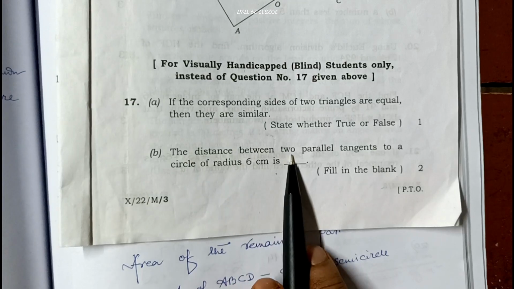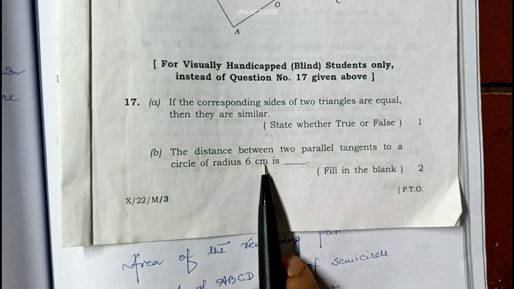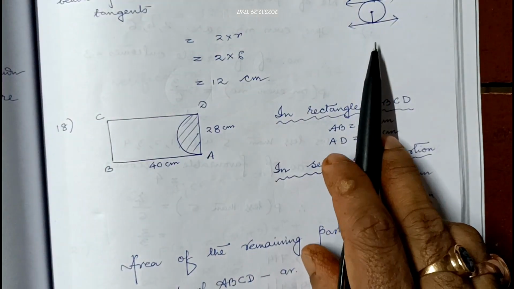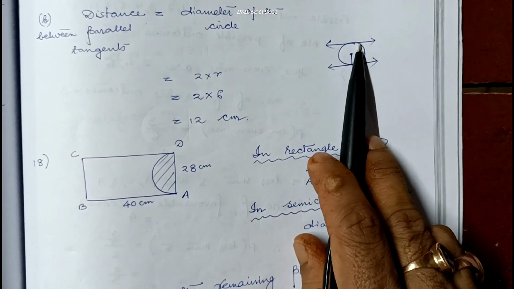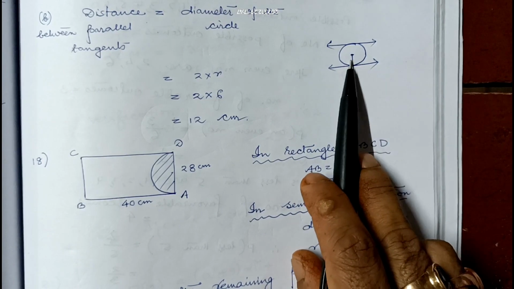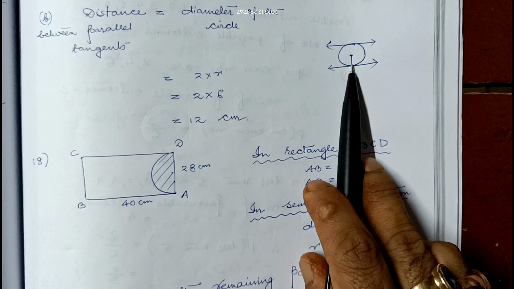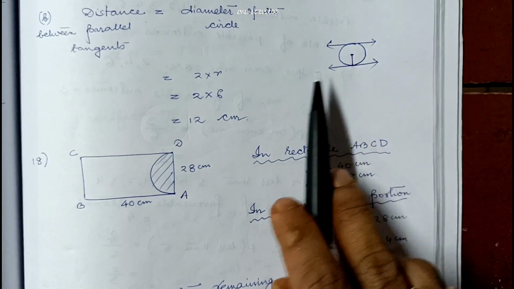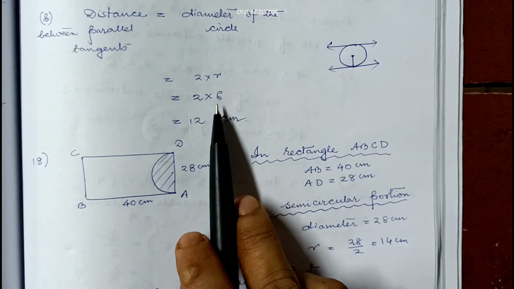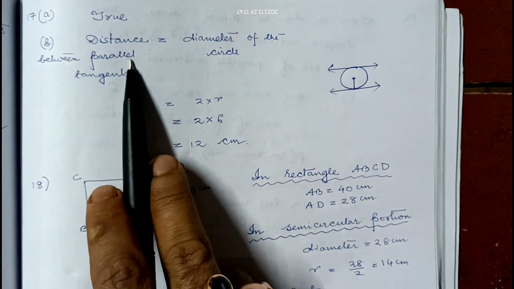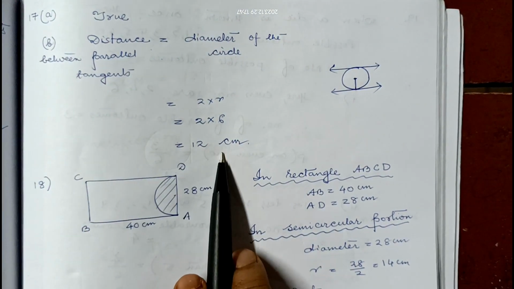The distance between two parallel tangents to a circle of radius 6 cm. The distance between two parallel tangents will be like this. This is one tangent, this is another tangent. Radius is given as 6, so the distance between the tangents will be the diameter. So 6 plus 6 will be 12. So the distance is 2 into r, which will give 2 sixes are 12 centimeter. Therefore, the distance between the parallel tangents is 12 centimeters.